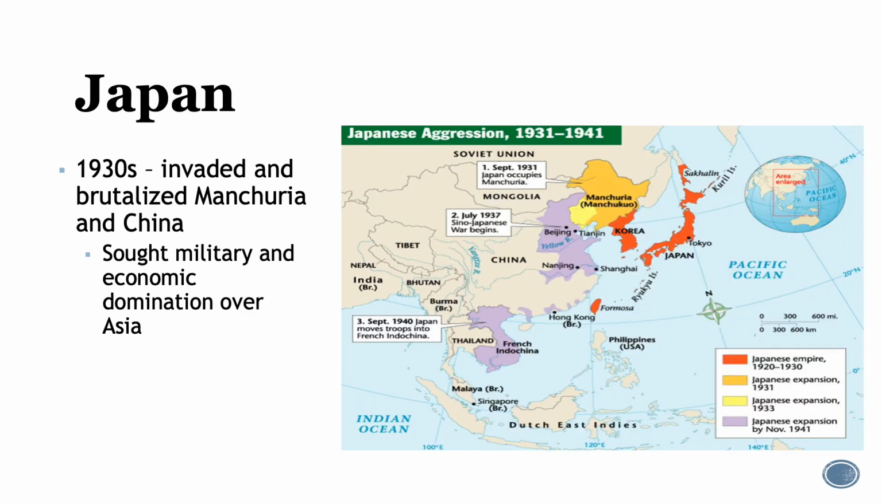As for Japan during this time period, in the 1930s, it invaded and brutalized Manchuria and China. They sought military and economic domination over Asia, which you can see on the map, the extensive Japanese expansion from the 1920s to 1941.